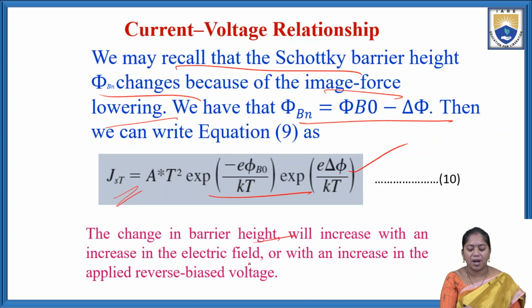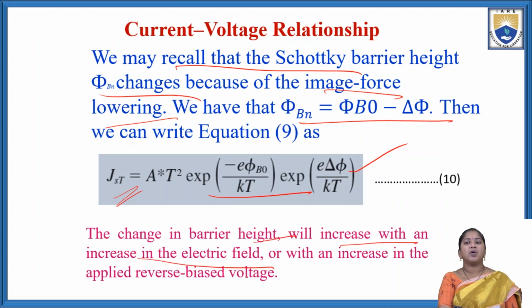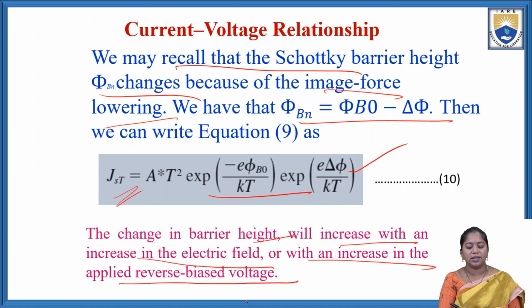The change in the barrier height will increase with an increase in the electric field, or with an increase in the applied reverse bias voltage. So if we increase the reverse bias voltage, there is a change in the Schottky barrier height.